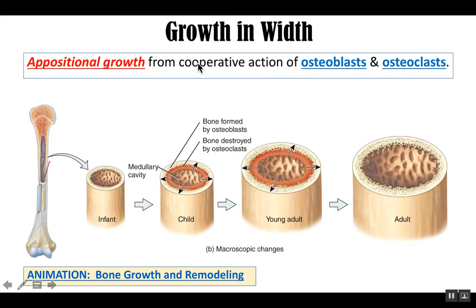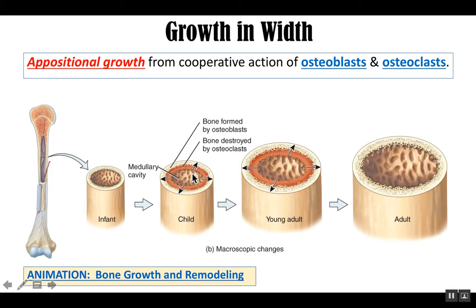This is called appositional growth. Appositional growth occurs using osteoblasts and osteoclasts on the inside versus the outside. So what we have here is this bone, this long bone, increasing its width. What happens is on the inside, we have bone being destroyed or broken down by osteoclasts. What that does is going to ultimately widen that medullary cavity. But as that occurs, we have bone being formed more on the outer portion of the bone.